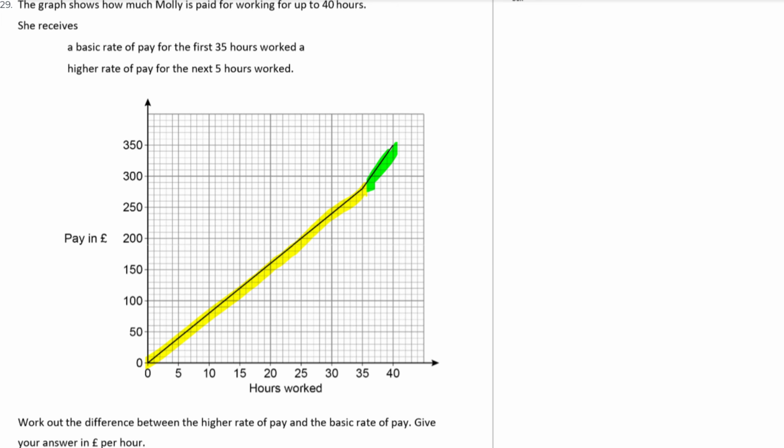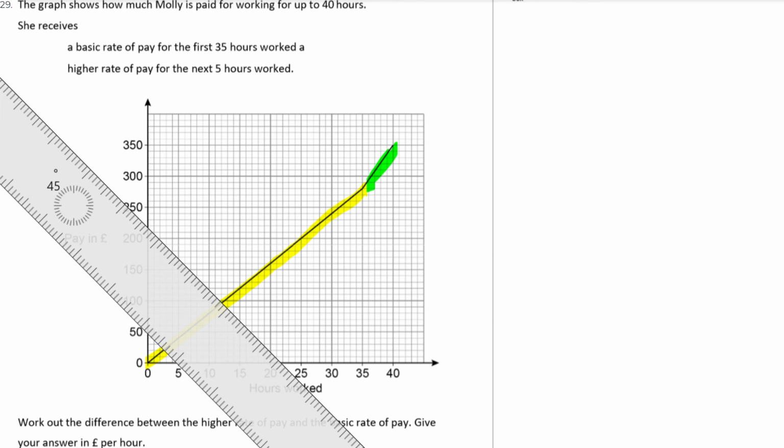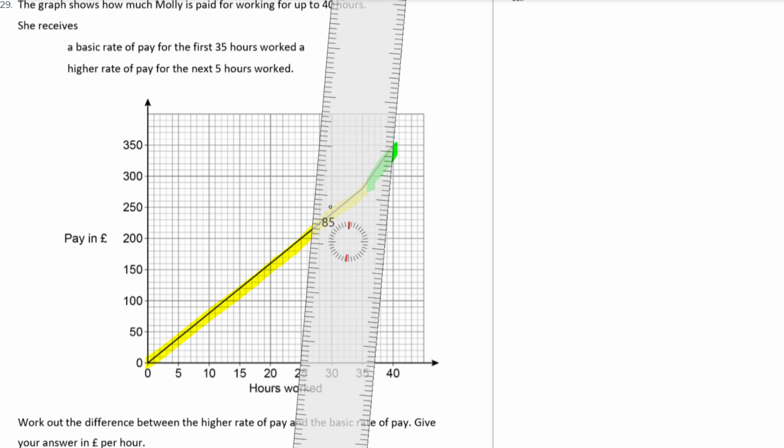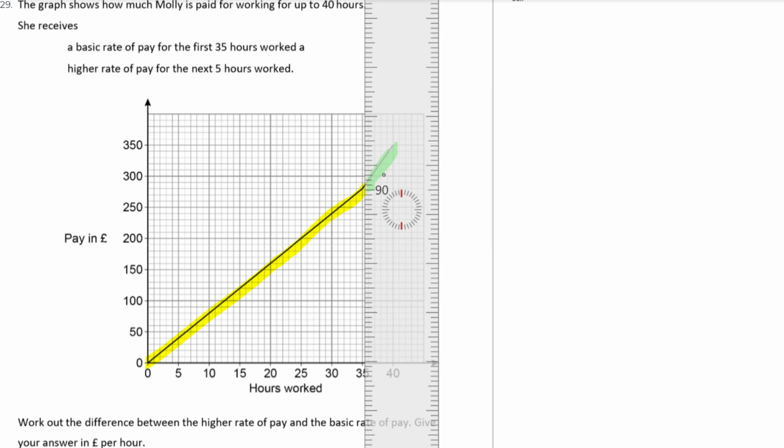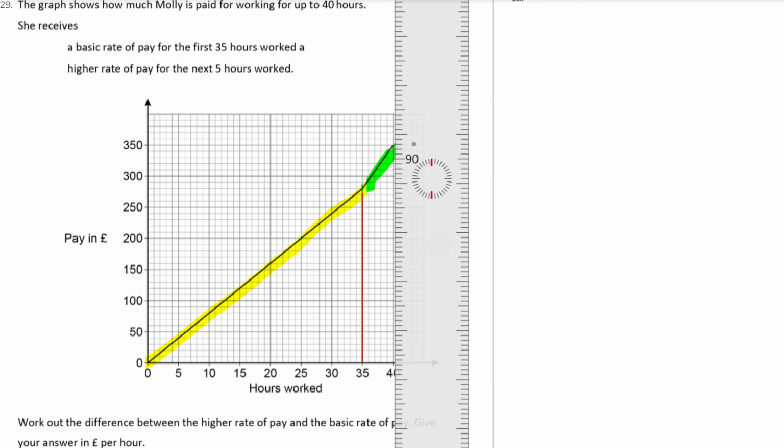Okay, so what do we need to do? We need to work out the difference between the higher rate of pay and the basic rate of pay. Give your answer in pounds. Okay, well the rate of pay is going to be the gradient of the line, isn't it? So all I really need to do here is work out the gradient of this triangle here and the gradient of this triangle up here and compare them.